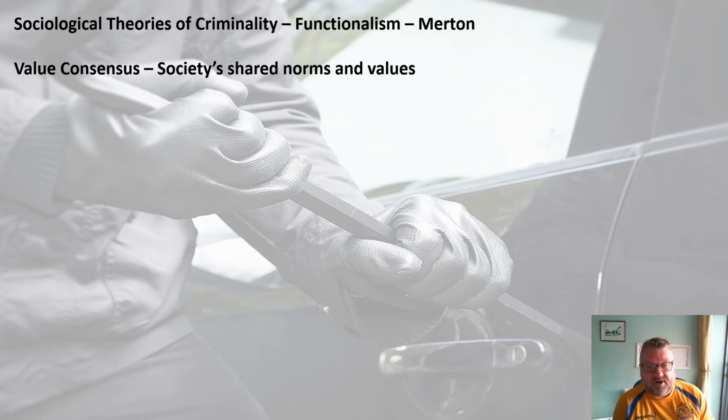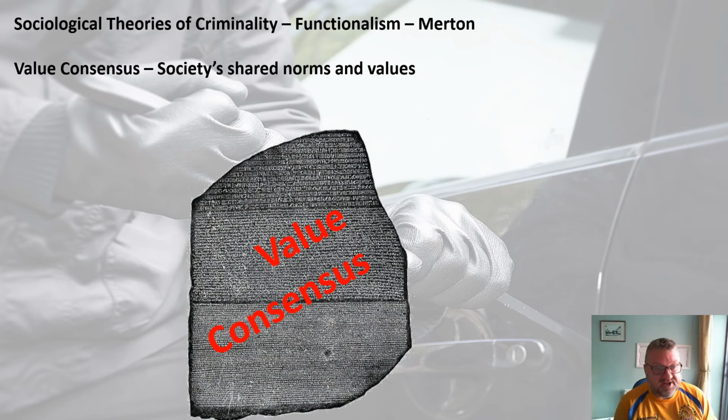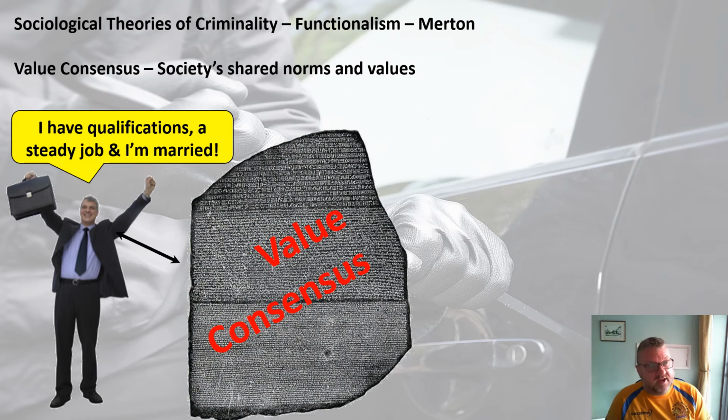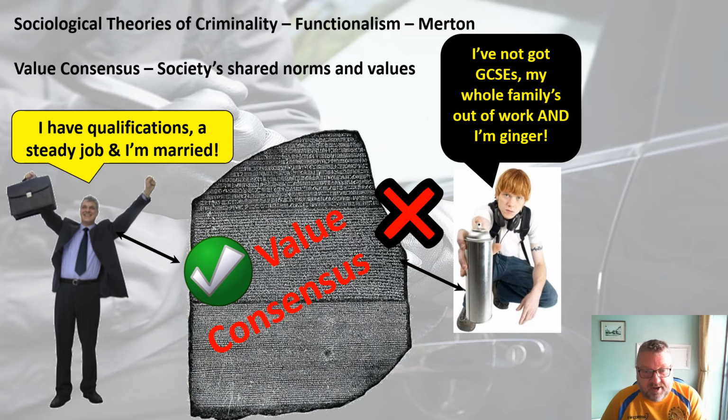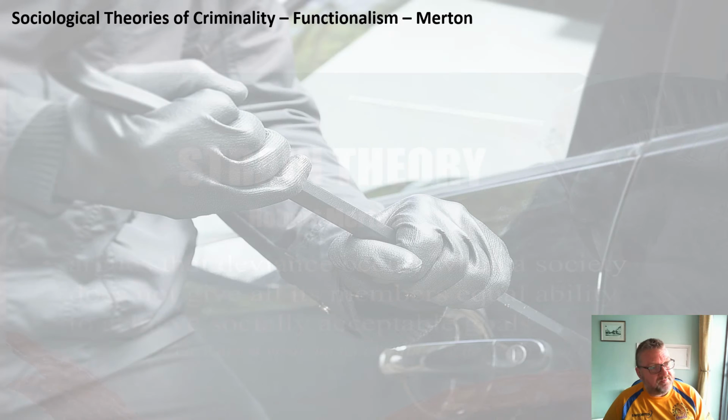So basically, let's remind ourselves about what value consensus is. That's society's shared norms and values. And as Merton says, some people will buy into that value consensus because they're able to achieve it via legitimate means because of how they are in society. So to give you an example, and this is a bit flippant, but a bit of humour here hopefully. This guy here, I've got qualifications, I've got a steady job, I'm married, he is going to buy into the value consensus, whereas this lad here, I haven't got GCSEs, my whole family's out of work, and I'm ginger, might not be buying into the value consensus.